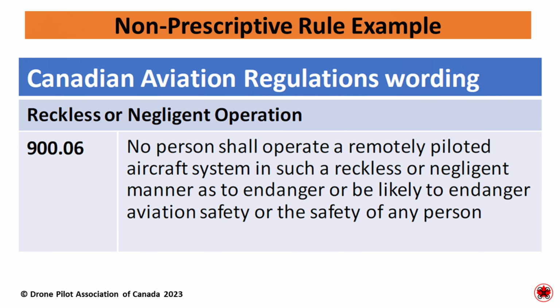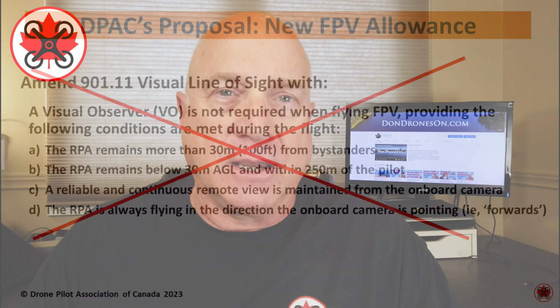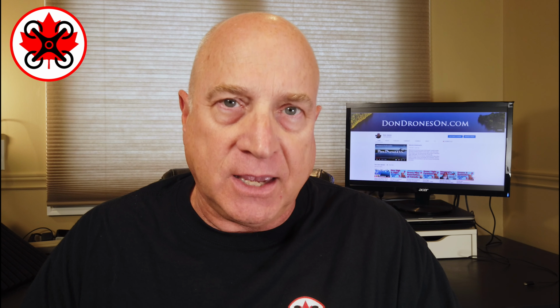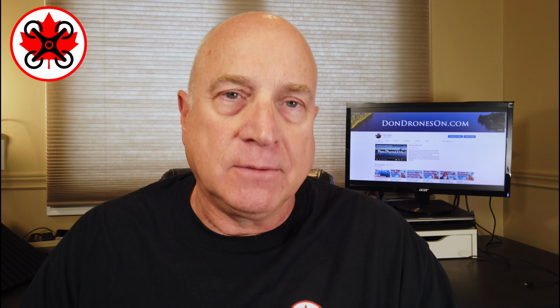The don't do anything stupid rule is a perfect example of a good non-prescriptive rule. It states the objective. Don't do anything reckless or negligent that would endanger aviation safety or the safety of any person. And our final proposal for FPV flight was along the same lines. A visual observer is not required when flying FPV unless the safety of bystanders or third-party property is at risk. And then the AIM document would be revised to include situations where a spotter would actually be beneficial to safety. Some good guidelines and best practices to consider. Non-prescriptive and 100% of the responsibility for a safe flight would be on the pilot, where it should be.